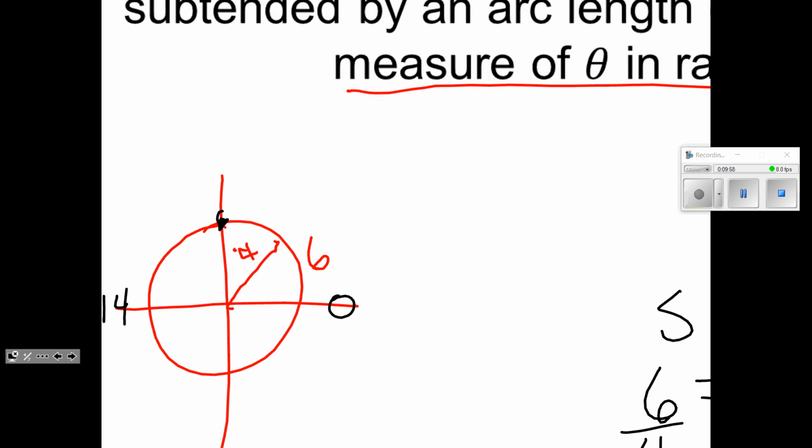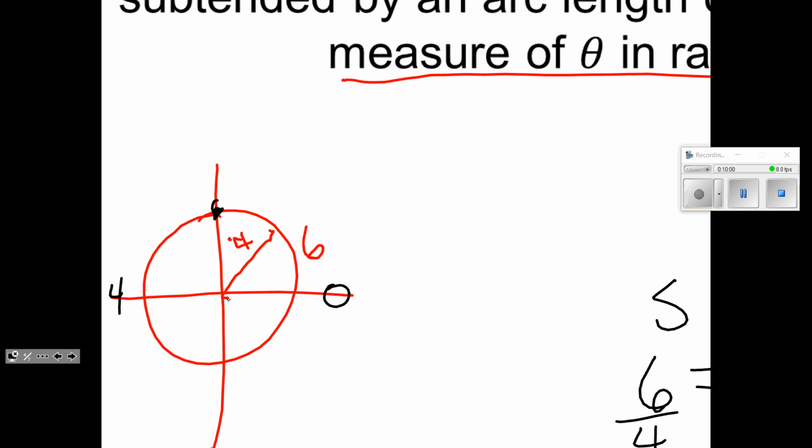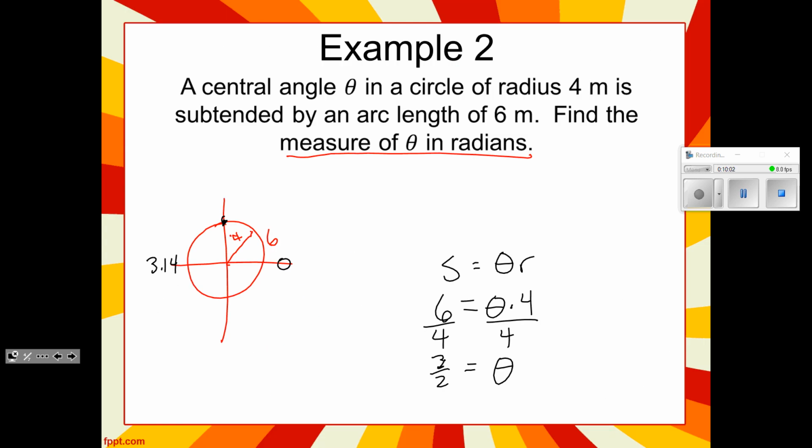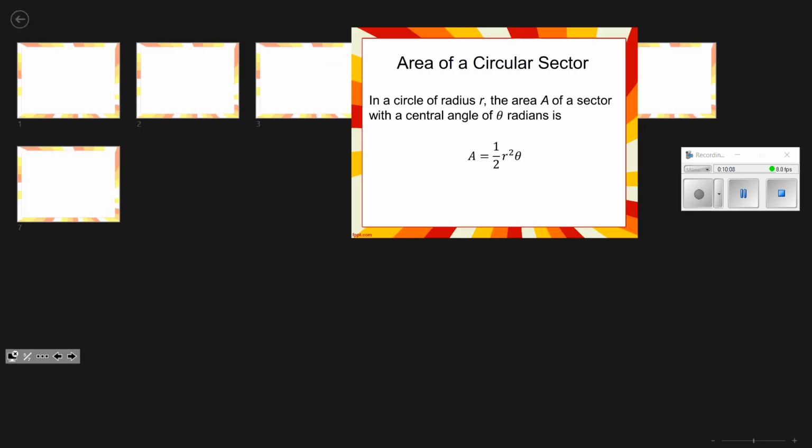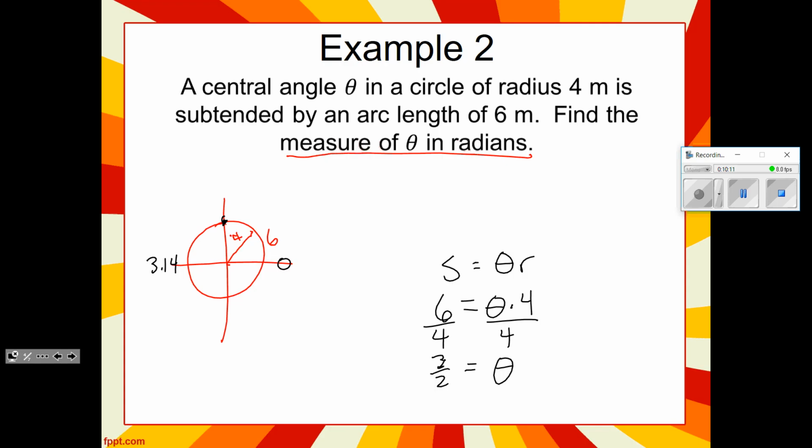So what's this right here? Somebody tell me. You can use your calculator if you need to. 1.57. And we know 3 over 2 is equal to 1.5, right? That's the same thing. So where would this angle actually be?